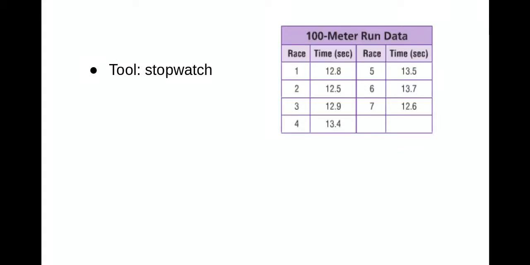And finally, you can steal this one. Number of observations. There should be an S there. So how many times did the person run the race? That's easy. 7. They have them labeled here for you. Race 1, 2, 3, 4, 5, 6, 7.